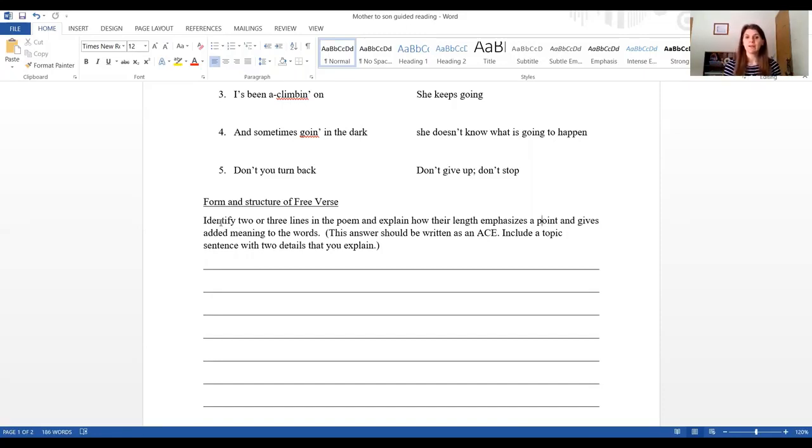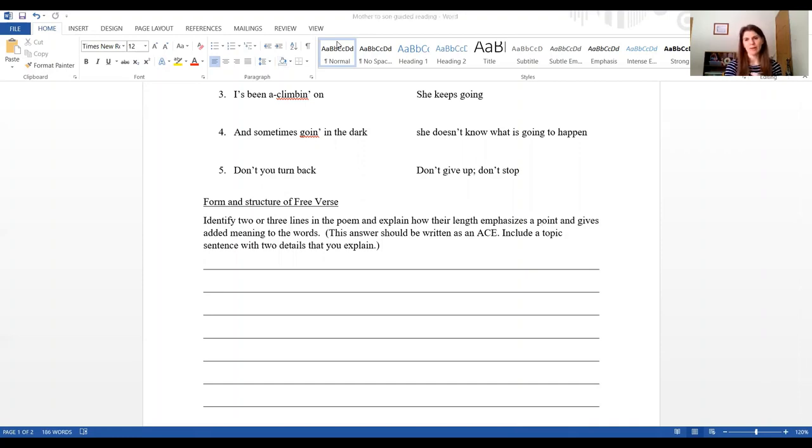So you need to identify 2 or 3 lines in the poem and explain how their length emphasizes a point and gives added meaning to the words. This answer should be an ACE answer. So you need to include a topic sentence, you need 2 text details, so 2 lines from the poem, and explain those lines. So length, we're looking at how long or how short they are.